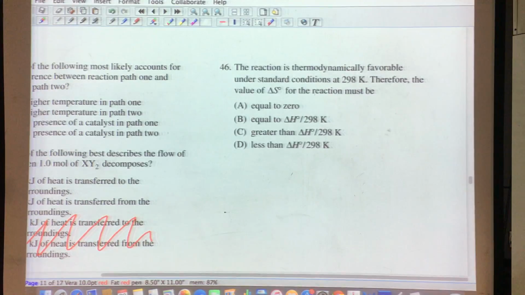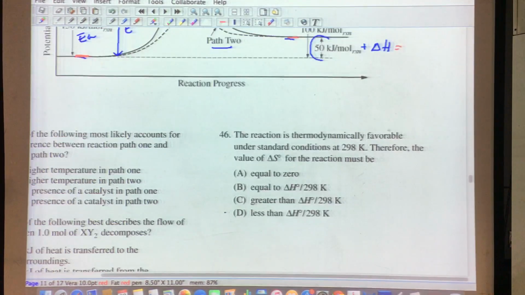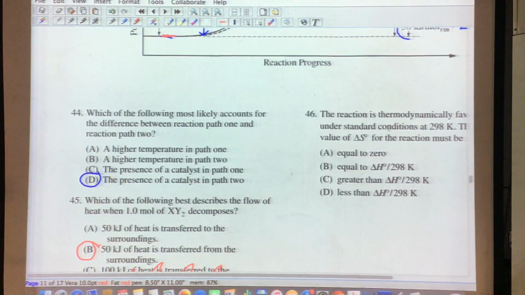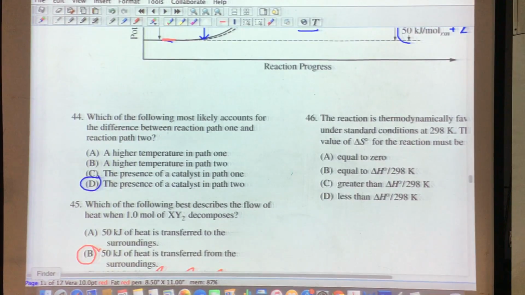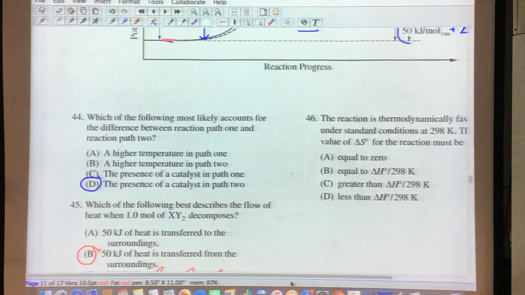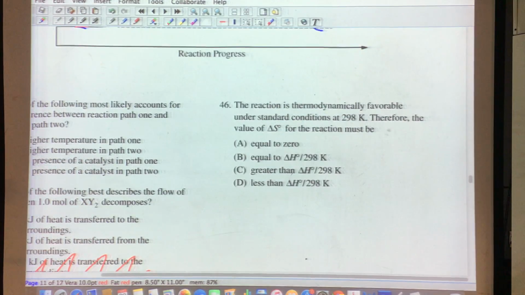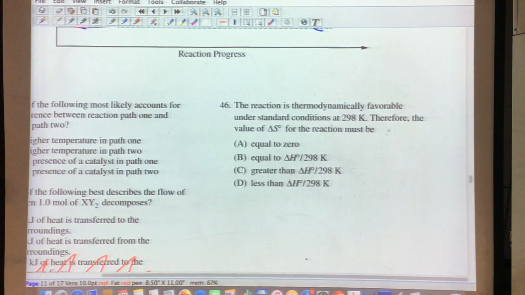potential energy curves again. And here's another delta S question. I like this. You're going to see questions like this, 46 definitely. Okay, in 46, the reaction is thermodynamically favorable. Okay, now, what does that mean?